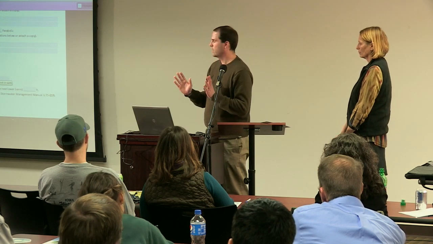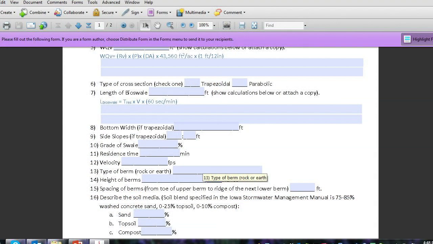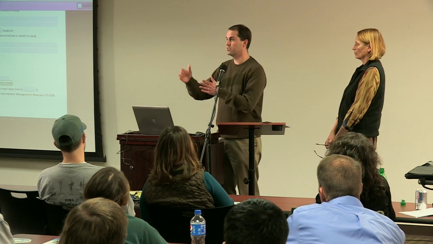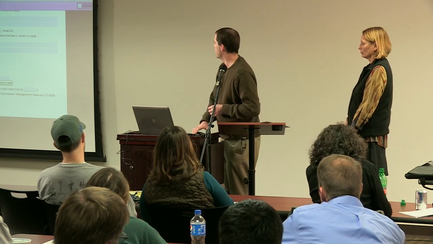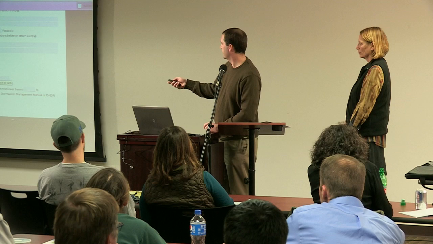They want to know what that cross section is, and the key is you want that rate of flow for about 10 minutes or longer. If you get 10 minutes of flow through a bioswale at 1 foot per second or less, we assume that the water quality volume has been satisfied. So you need to have enough length to accomplish that. If you can slow it down, you can get away with a shorter bioswale, but if it's faster, it's got to be longer to get that contact time. So they're looking at that length of bioswale there.